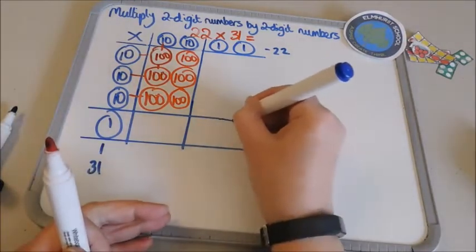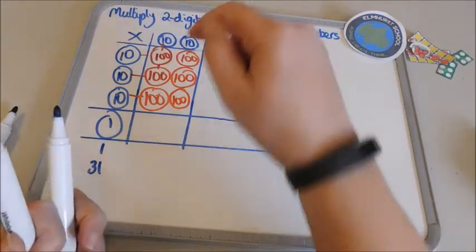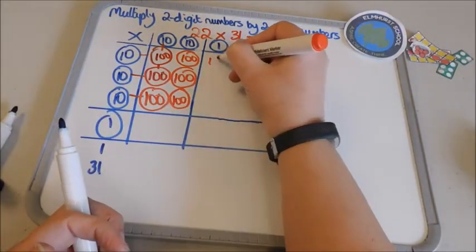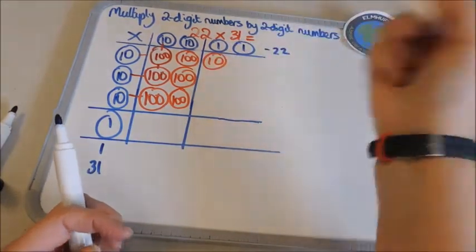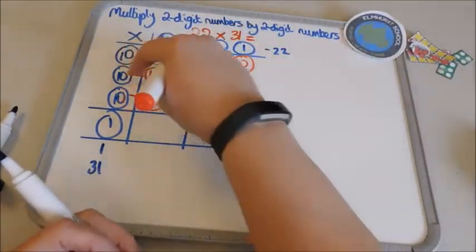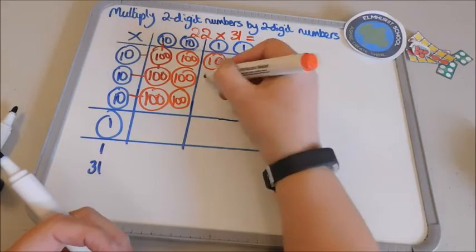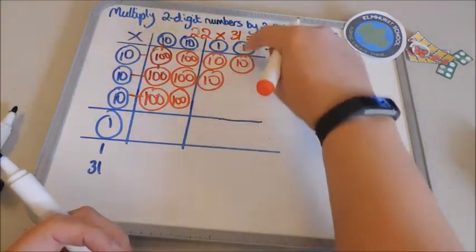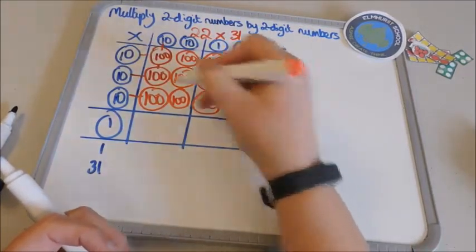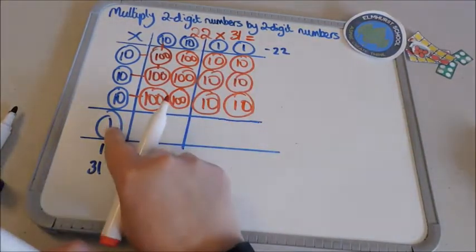Now this time I'm going to extend that line across, so I'm going to bring this 10, but I'm multiplying it by 1 this time. So 10 times 1 is 10, and then 10 times 1 again is 10, and I keep doing that, bringing that line across, that 10 multiplied by that 1. Each one is 10.